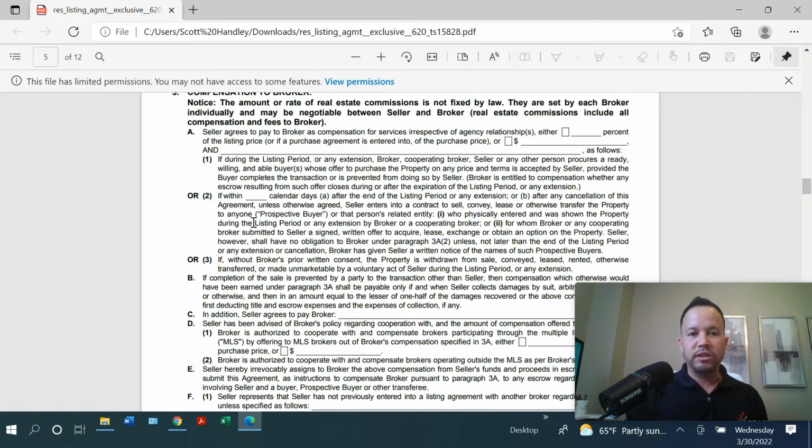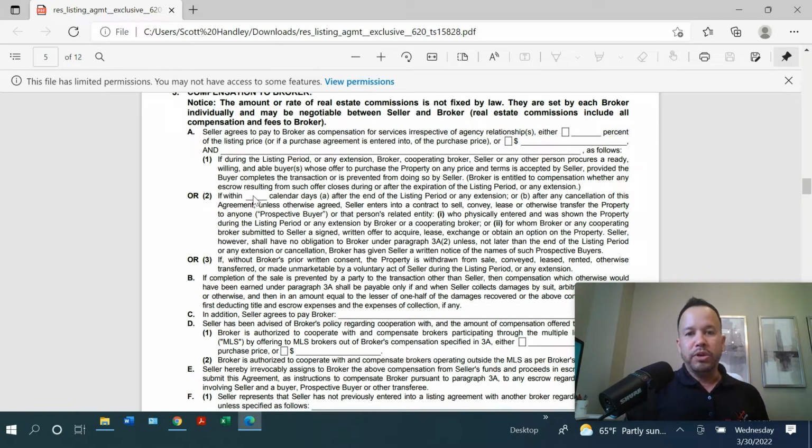So basically what this is stating is after the listing is canceled or after the listing expires, if it did not sell and a buyer came in and wrote an offer and got into contract here, you would have a right to the commission if it's within X amount of calendar days. However, after your listing has expired or you didn't sell it or it got canceled, you need to give them a written list of the buyers that went and saw the home.